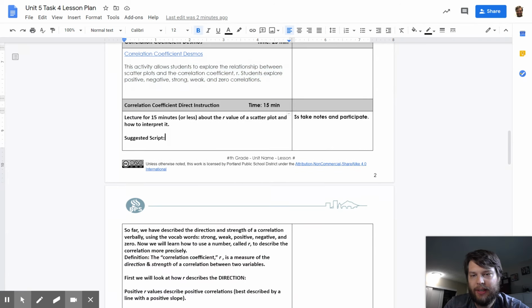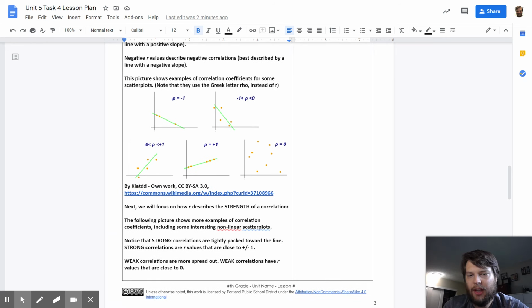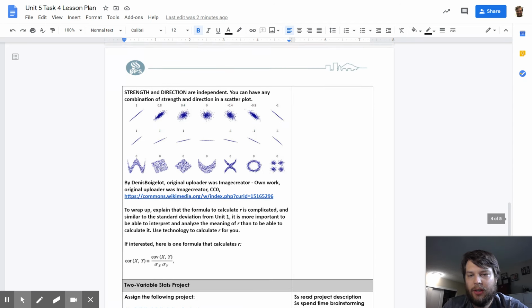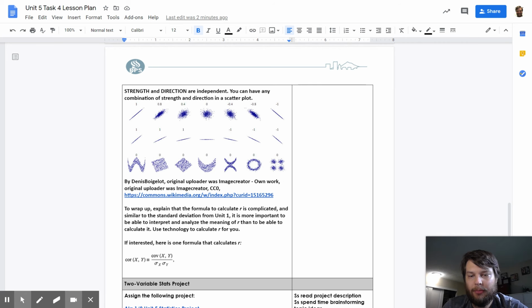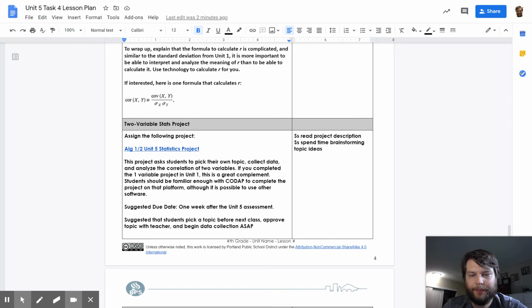Following up with some direct instruction on what the R value means. You can see here some definitions about what the correlation coefficient means, some example pictures of scatter plots with their correlation coefficients, talking about strong and weak, a lot more examples of scatter plots. And if you're interested, this is one formula. There's actually several different that are equivalent, but this is one formula that will calculate the R value.